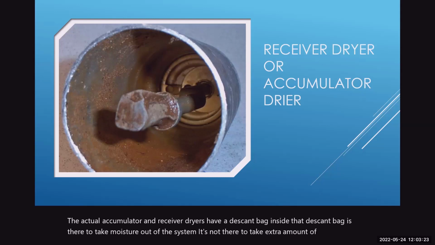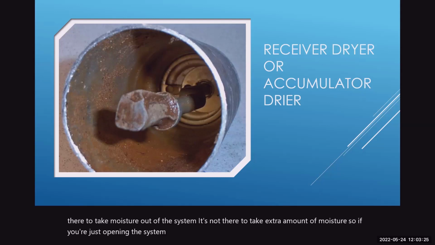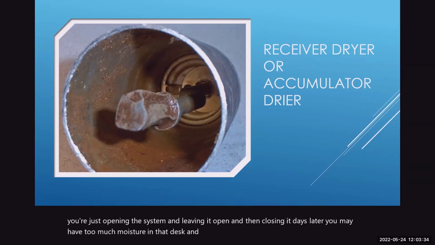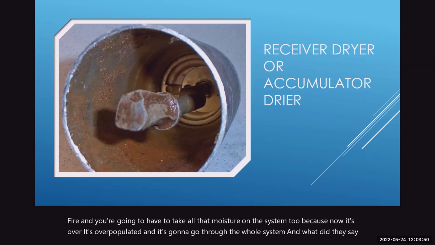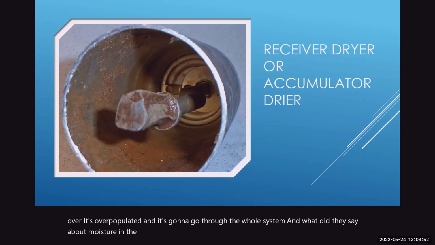So if you're just opening the system and leaving it open and then closing it days later, you may have too much moisture in that desiccant bag, and then that desiccant bag can't do its job. So you're going to end up changing the accumulator or the receiver dryer. And then you're going to have to take all that moisture out of the system too, because now it's overpopulated and it's going to go through the whole system. And what did I say about moisture in the refrigerant? It can actually cause an acid to start eating away at things.